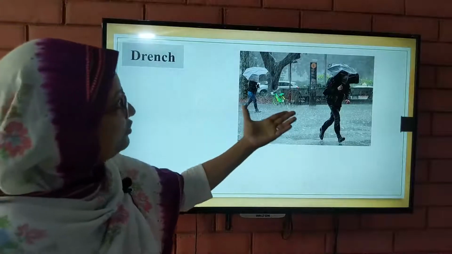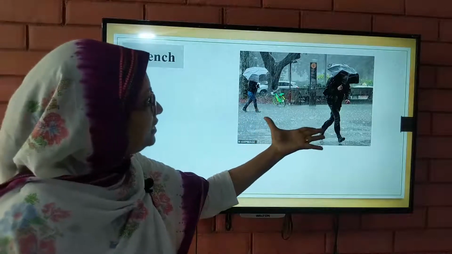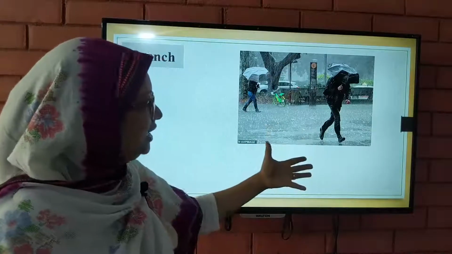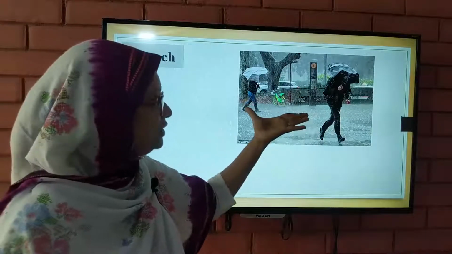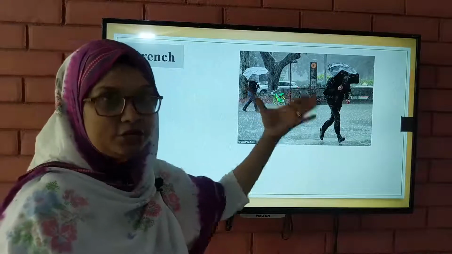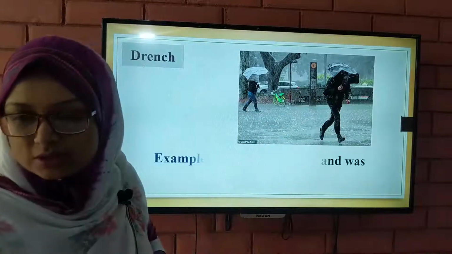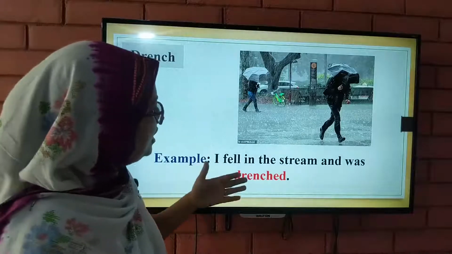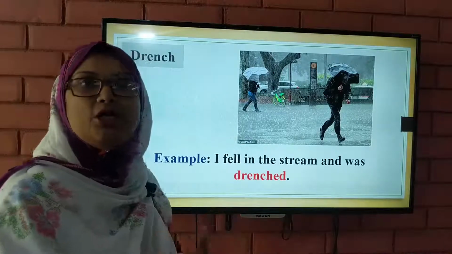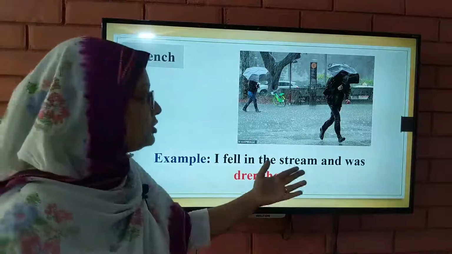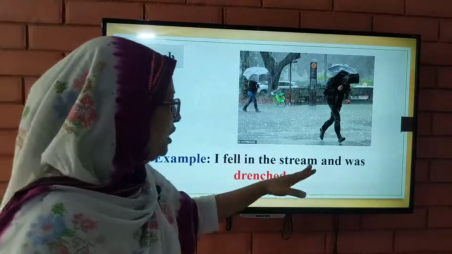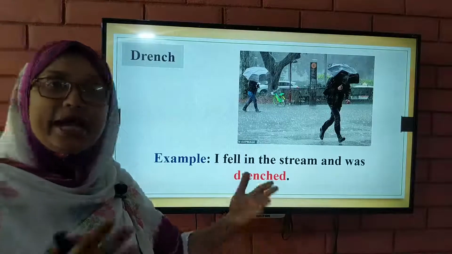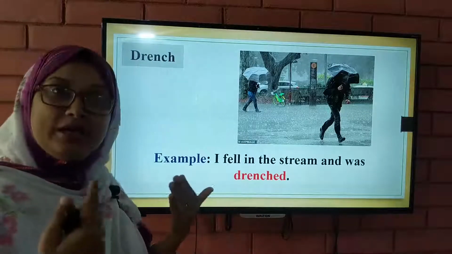In the picture we can see two persons holding umbrellas and still it is raining, and what happened to them? They have already been drenched. Look at another sentence example: I fell in the stream and was drenched. What happened?